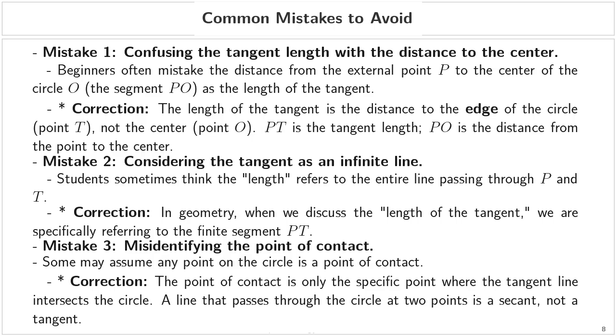Finally, mistake number 3, misidentifying the point of contact. You might be tempted to assume that any point where a line meets the circle could be a point of contact. But remember, the point of contact is only that one specific, unique point where the tangent line just touches the circle. If a line passes through the circle at two different points, it is no longer a tangent. It becomes what we call a secant line.